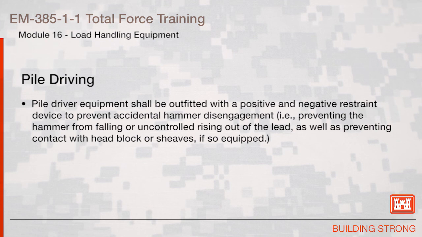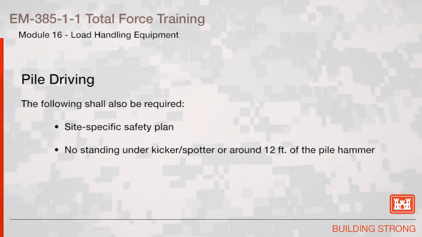Pile driver equipment shall be outfitted with a positive and negative restraint device to prevent accidental hammer disengagement, for example, preventing the hammer from falling or uncontrolled rising out of the lead, as well as preventing contact with head blocks or sheaves if so equipped. The following shall also be required: site-specific safety plan, no standing under the kicker, or spotter is allowed around 12 feet of the pile hammer.